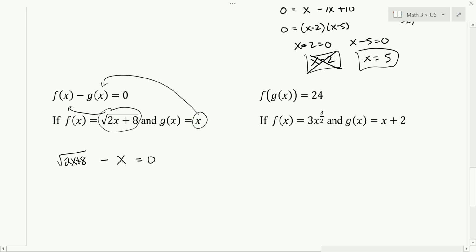On the next one, that notation f of g of x equals 24, that's saying take g of x and plug it into f of x. We say that's a composition of functions. And when we do that, g of x is x plus 2, and we want to plug that in, or replace the x in the other equation with x plus 2. And when we do that, surround the x plus 2 with parentheses. So what's that going to look like? 3 times x plus 2 in parentheses to the power of 3 over 2. That's your f of g of x. And remember, that's equal to 24.